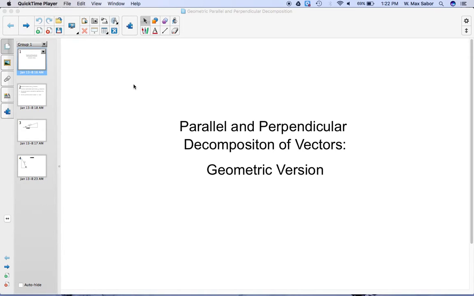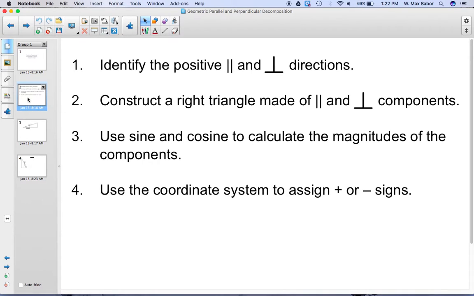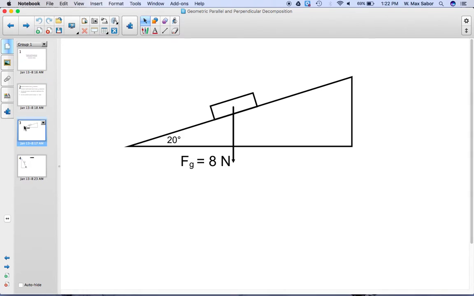How do we geometrically decompose vectors into parallel and perpendicular components? Well, first we have to figure out what the positive directions are going to be and construct a right triangle of whatever vector we're decomposing into parallel and perpendicular components. Then we'll use sine and cosine to calculate the magnitudes of the components and then make sure that you assign your positive and negative signs correctly.